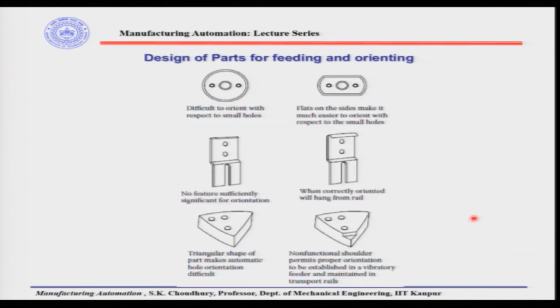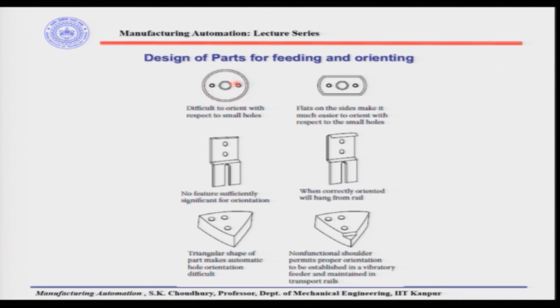Look at these parts, for example. These examples are given for feeding the parts and orienting the parts in a better way, meaning that these changes in the design which are shown here will make the feeding and the orienting easier. Let us see this design. This is a disc with a center hole and two holes on the sides. Now, this disc is very difficult to orient with respect to these small holes, because there is no surface here to grab, for the gripping.